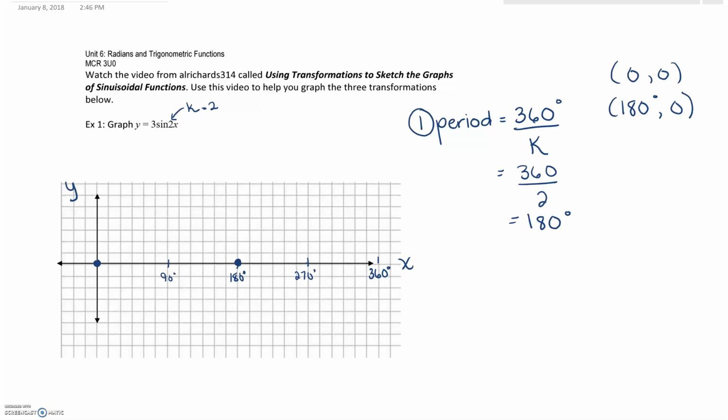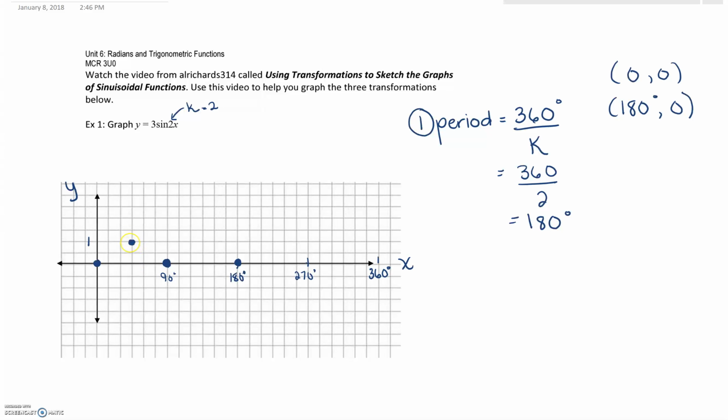Now, in the center, a sine graph is also at 0. So this is what it's starting to look like. Now, in the middle of 0 and 90, for the first half, it's going to go up to 1. So I'm just going to put the 1 right here. Okay, I'm just going to scale this by 0.5s. So in the middle of 0 and 90 is 45, which I know is right here.